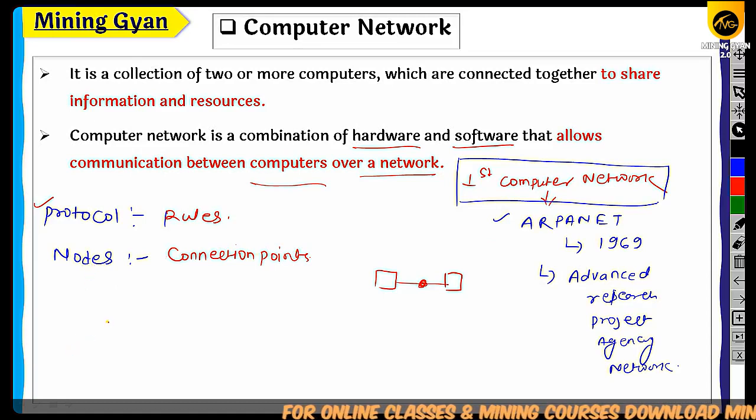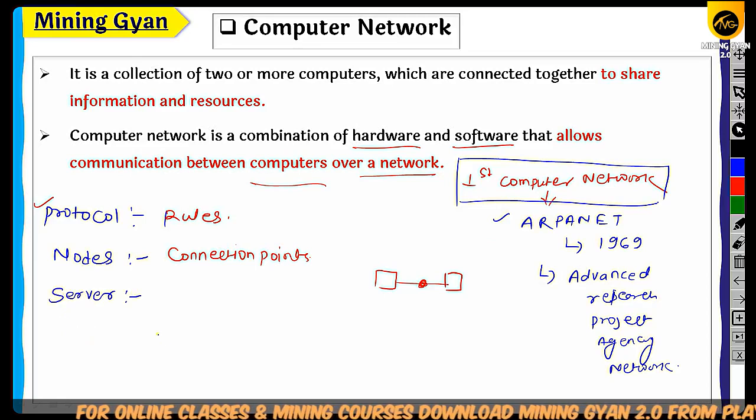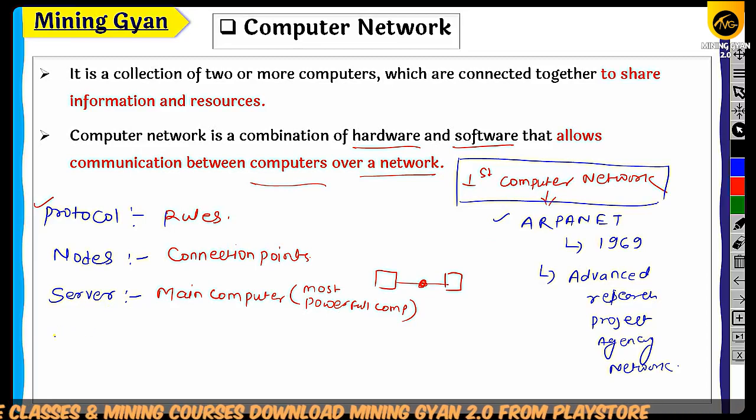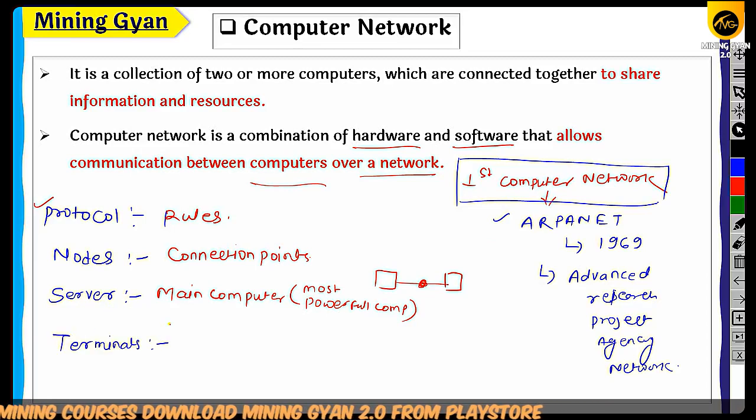The third one is the server. If there is a computer network, the most important thing is the server. A server is the main computer, or the most powerful computer, in the computer network. The fourth one is terminals. Basically, terminals are used to share the resources of supercomputers.